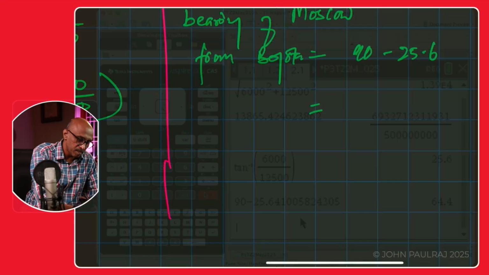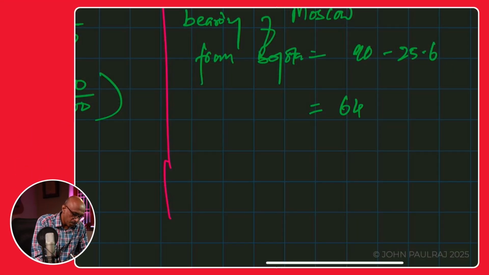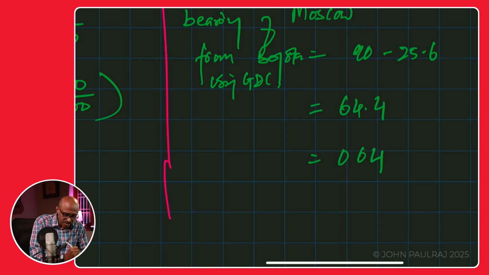Coming back here, 64.4. This is again mentioned using GDC. Always a good habit to practice that, okay, using GDC. Now, whenever you write bearing, you have to report it as 064. You could have left it there, okay, and if you want, you can put the 0.4. Because it's 3SF, I think it'll be a good idea to do 064.4.